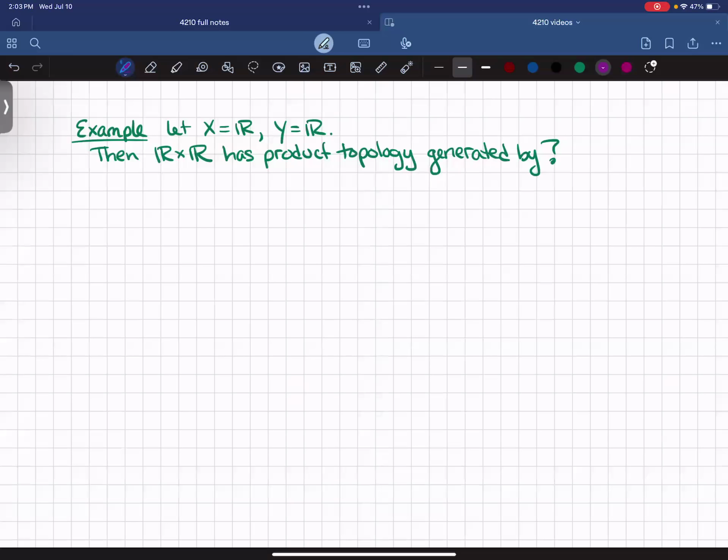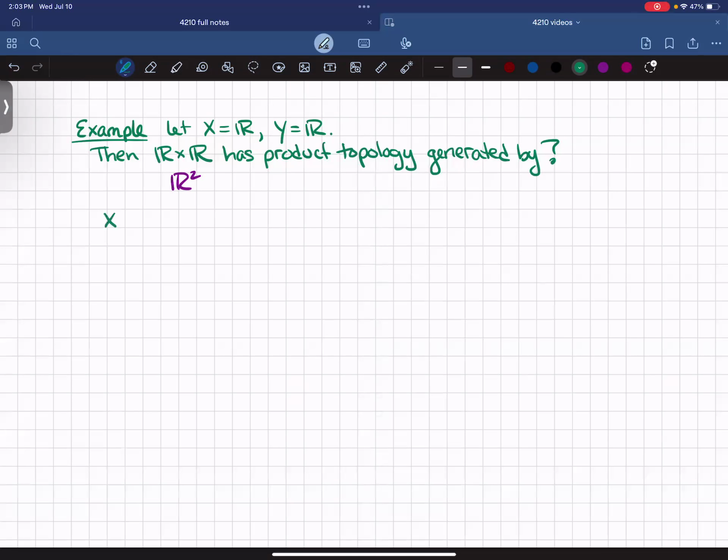In this case, X and Y are both equal to R. So we're looking at the space R cross R, which is probably better known to us as just R2. Okay, so we're looking at the plane. And we want to think about the basic open sets in each of the two coordinates.